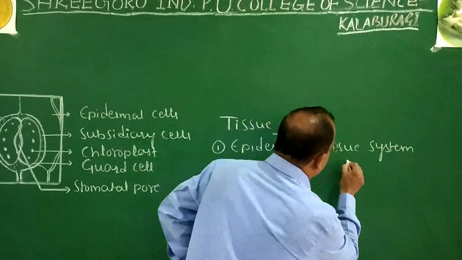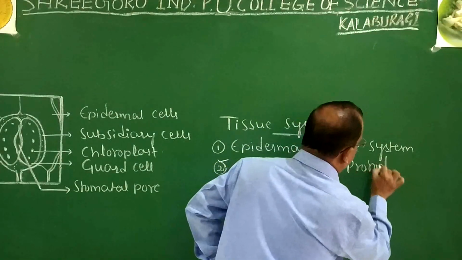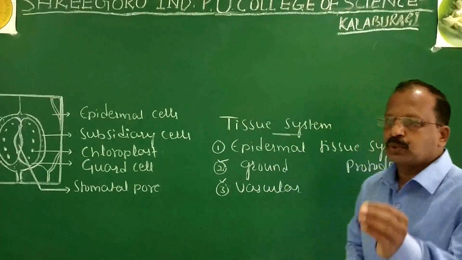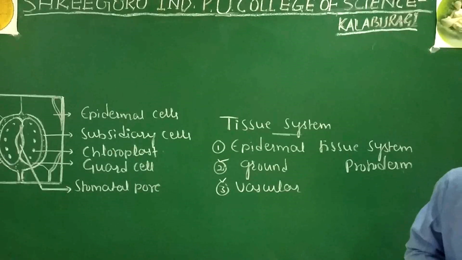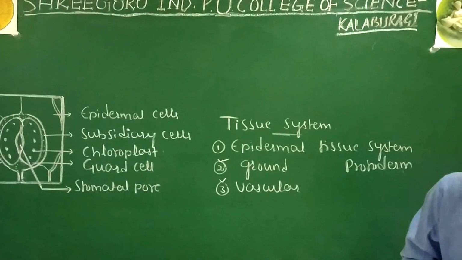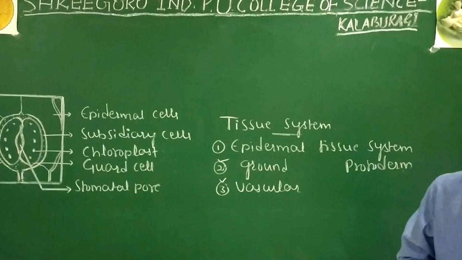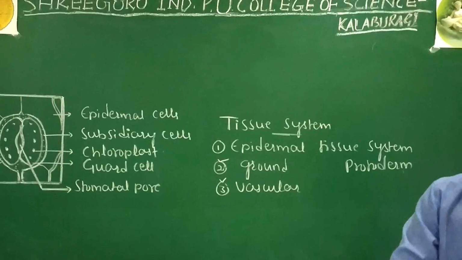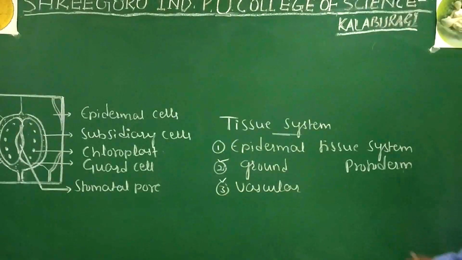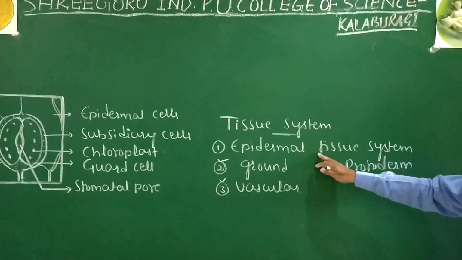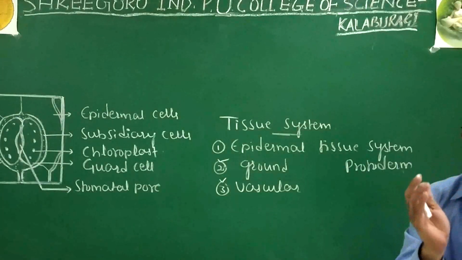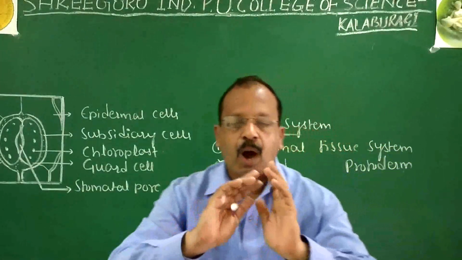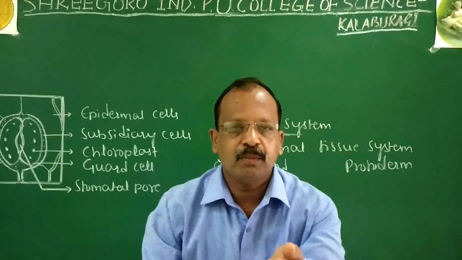Epidermal tissue system is derived from protoderm. This word protoderm we came across while explaining meristematic tissue: apical meristem, intercalary meristem, lateral meristem. While explaining these meristems, I covered the term protoderm. Protoderm will give rise to the epidermal tissue system. It is the outer covering of the plant body.